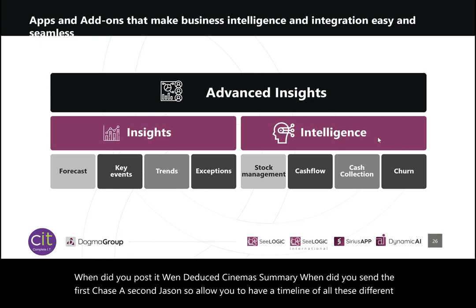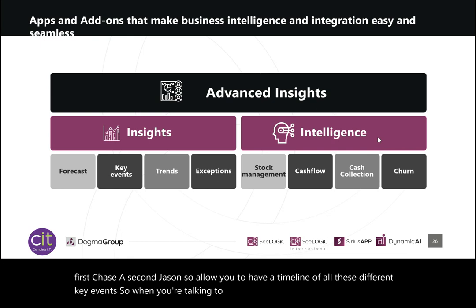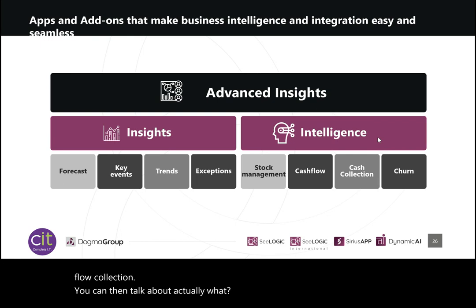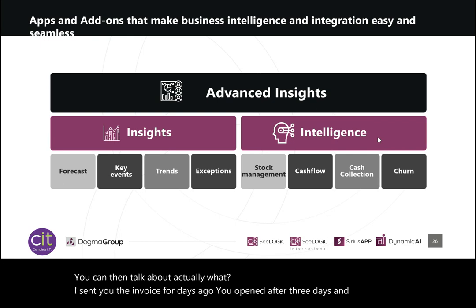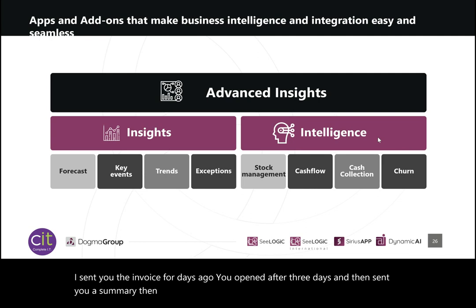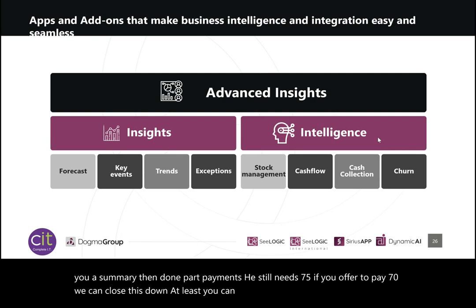So when you're talking to somebody in terms of the cash flow collection, you can then say, actually, you know what? I sent you the invoice 4 days ago. You opened it after 3 days. I then sent you a summary. You've done part payment, so you still owe me 75%. If you offer to pay 70%, we can then close this down. At least you can make this decision based upon all the relevant information.